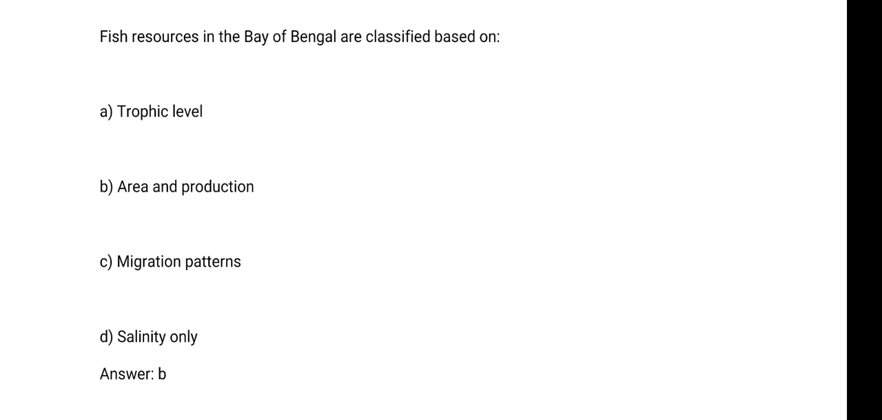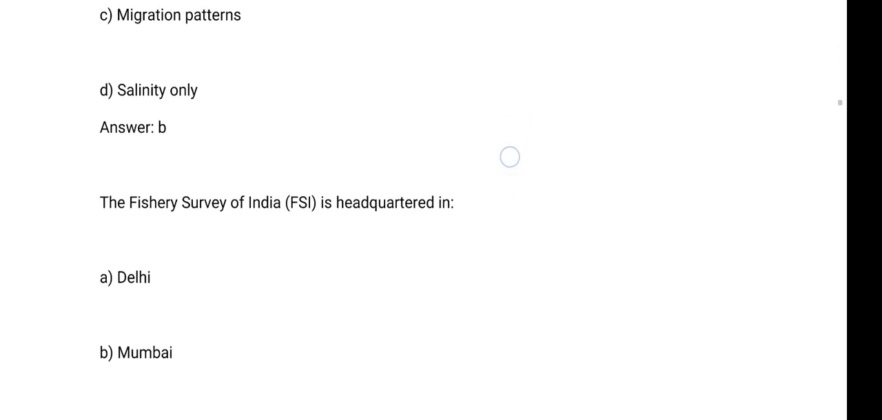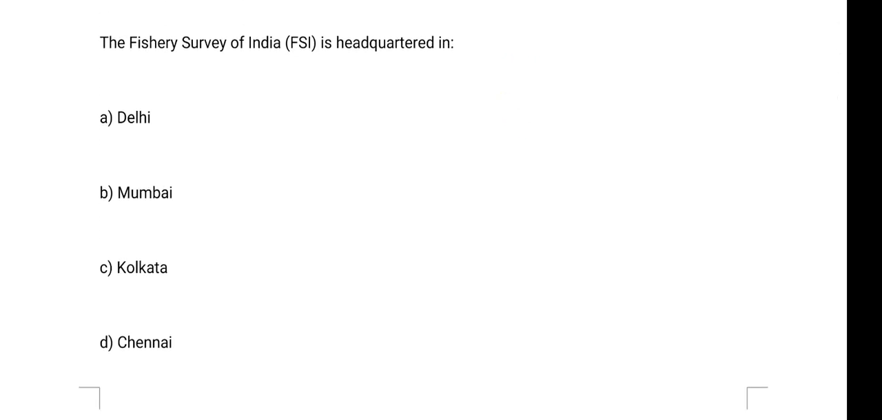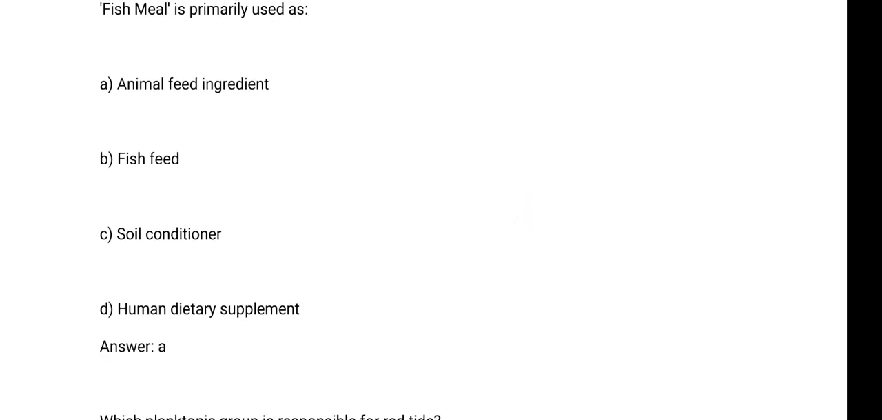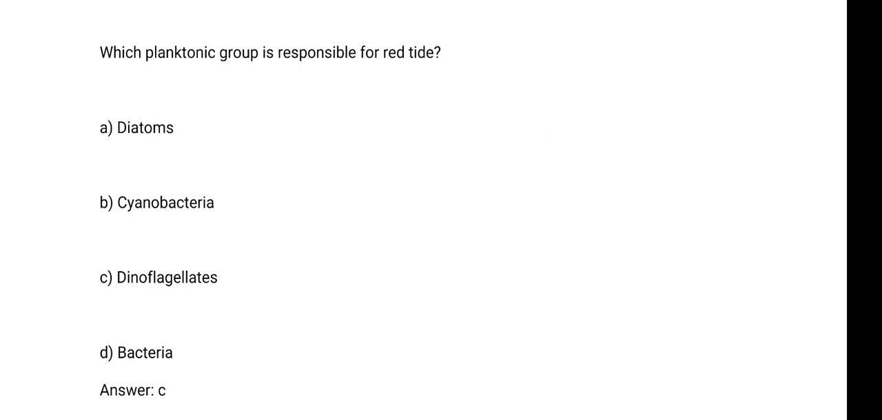Fish resources in the Bay of Bengal are classified based upon, so it is upon area and production. FSI, that is Fisheries Survey of India, is headquartered in, so the correct answer is option B, that is in Mumbai. Fish meal is primarily used as, so it is used as animal feed ingredient. Which planktonic group is responsible for red tide? So the correct answer is dinoflagellates.